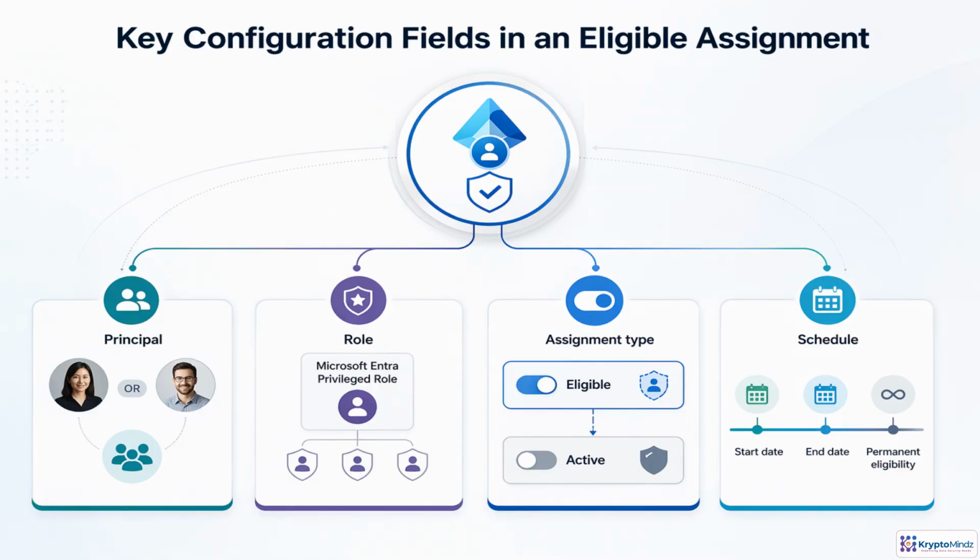As you complete the assignment, treat it as 4 governance decisions. Who is receiving eligibility, a user or a group? Which privileged role can they activate? Is the assignment truly eligible rather than active immediately? And how long should that eligibility exist? The schedule is not just a date field, it is a control. Use start and end dates wherever possible, and reserve permanent eligibility for cases that are explicitly justified and reviewed. Before submitting, make sure every field matches the access need.